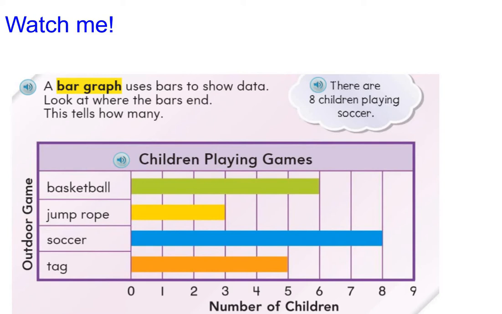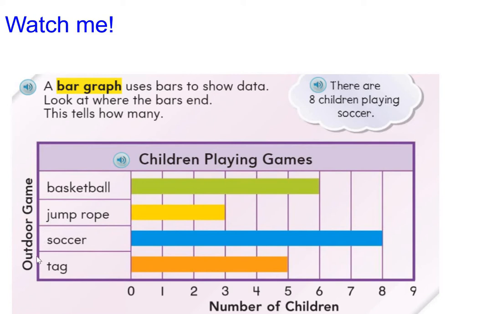So, this is a bar graph, and bar graphs show data. We use bar graphs to show data. Look at where the bars end, and this tells how many. So I want to point out to you that once again, all graphs have a title. The title of this is Children Playing Games.